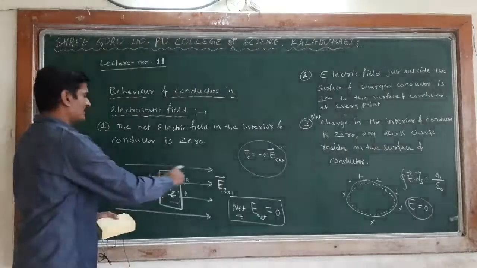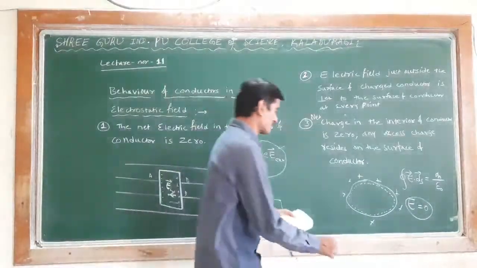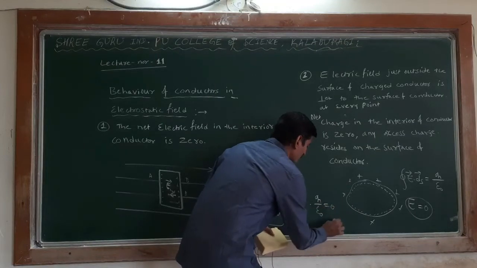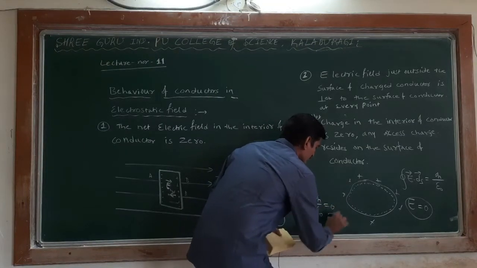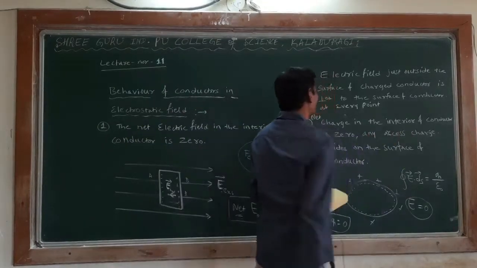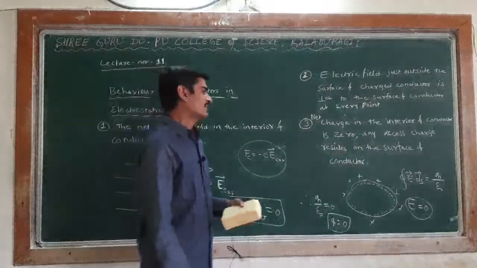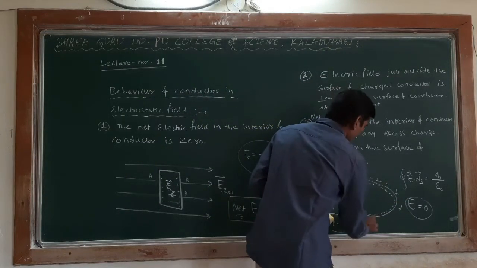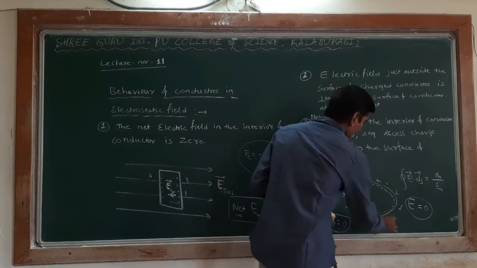The net electric field in the interior of the conductor is 0. So therefore q divided by epsilon naught is equal to 0, or q is equal to 0. That is, the net charge in the interior of the conductor is 0. And if any excess charge is there, that excess charge will reside on the surface of the conductor.